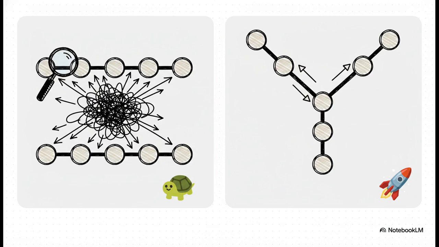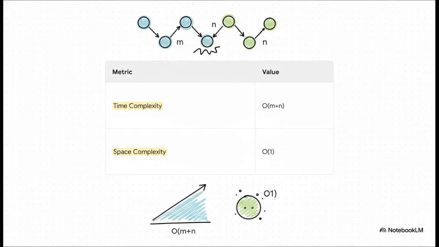Our Head Start method, on the other hand, is just so much faster because we only have to walk through the lists a couple of times. Now, we can measure this formally with something called big O notation. The time complexity is O(m + n). All that means is that the time it takes to run is directly tied to the total number of nodes in both lists. If the lists get twice as long, it takes about twice as long to run. It scales beautifully. But what's maybe even more impressive is the space complexity, O(1).